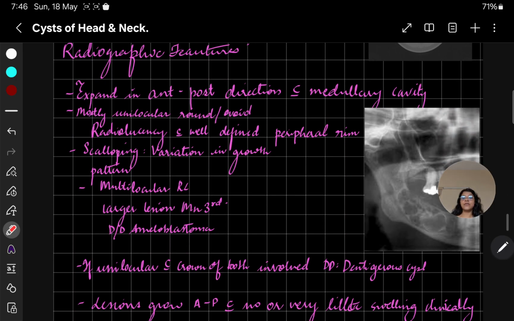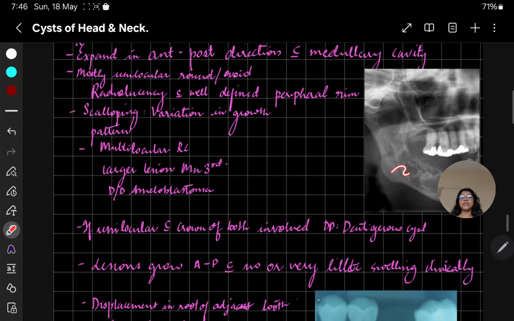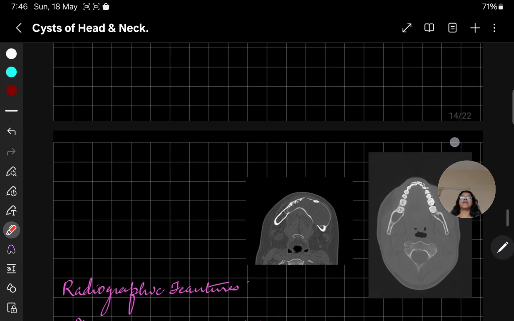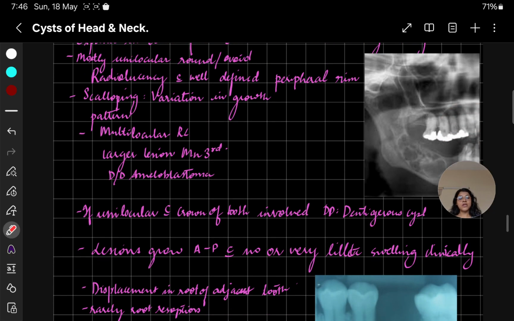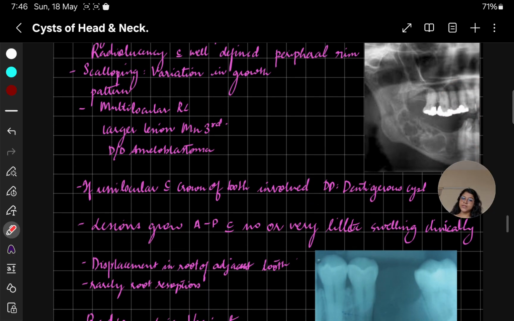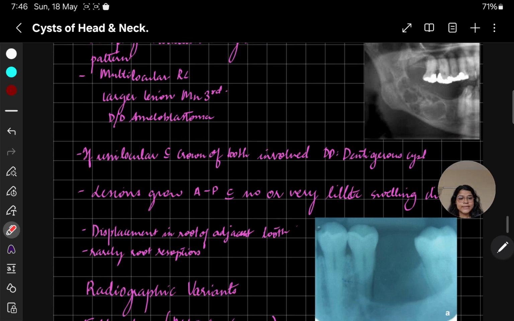In multilocular radiolucency, larger lesions are in the third molar. Now this is a multilocular, whereas these were unilocular. The larger lesions are in the third molar. Now the differential diagnosis could be ameloblastoma. In unilocular also the differential diagnosis could be unicystic ameloblastoma. Now if unilocular with the crown of the tooth involved, you might also think of a dentigerous cyst, so you will give it as DD.